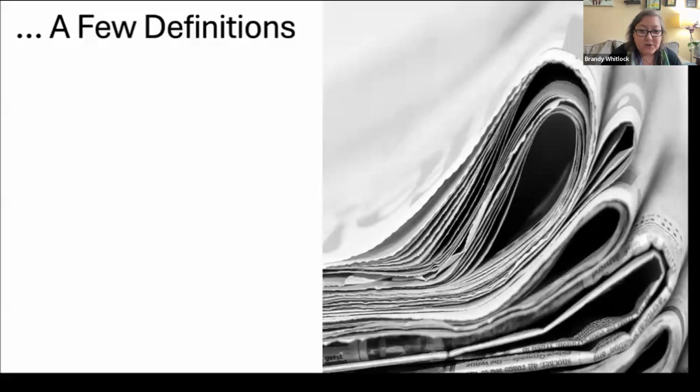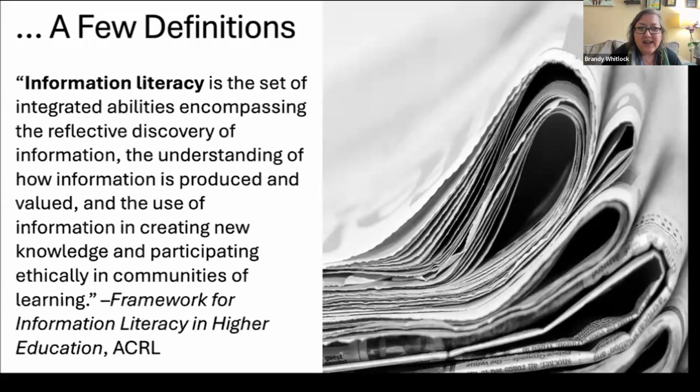There's one more definition we really need to get out there for our conversation today, and that is information literacy. If you aren't as familiar, when we mean information literacy, a lot of times people associate that with research: finding information, searching for information, citing information, and those are all part of information literacy. But it's a little bit bigger than that. The Association of College and Research Libraries, this is the definition that we've adopted from the Framework for Information Literacy in Higher Education. It comes directly from that document.